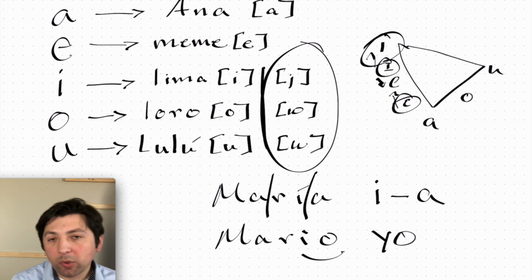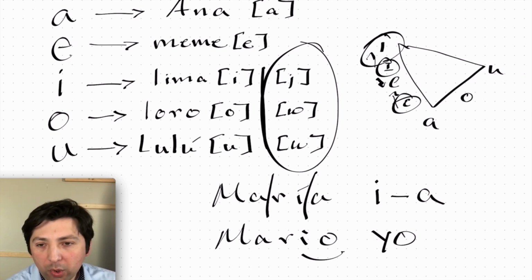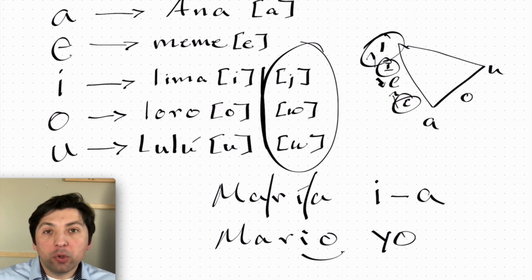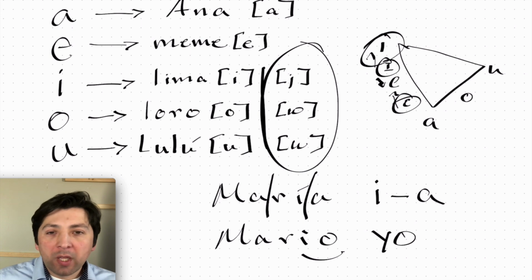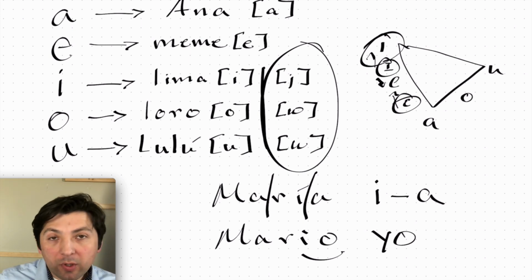There we go. Mario. It's like yo. Think of yo-yo without the oo. Yo, don't do the oo. Right? It's just yo-yo. Mario. And these are going to be the basic phonological sounds.